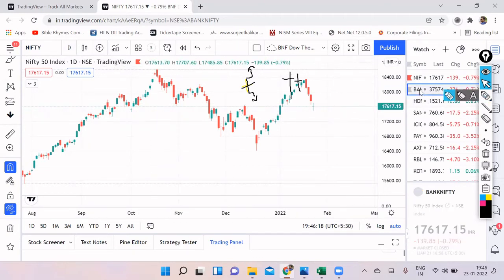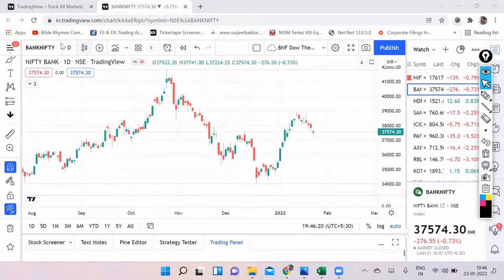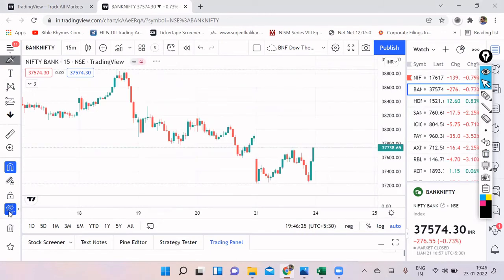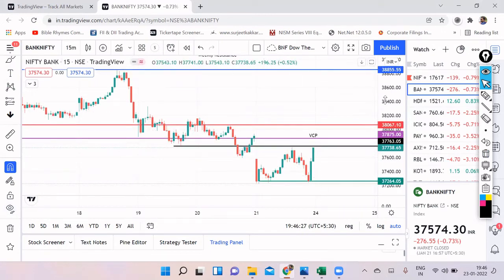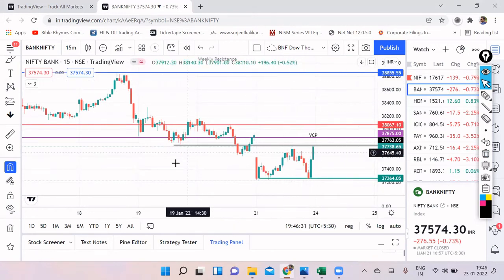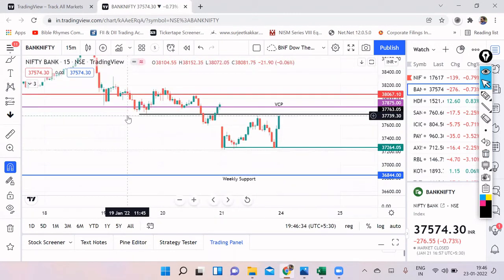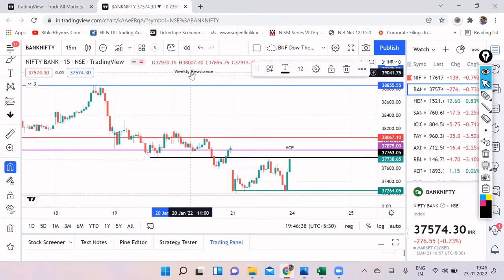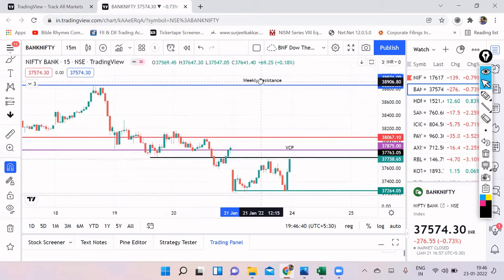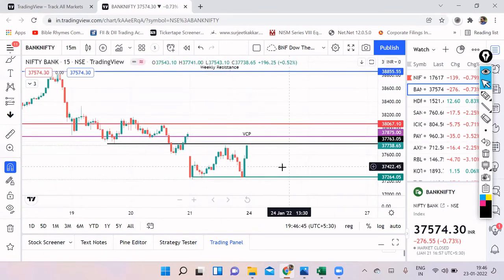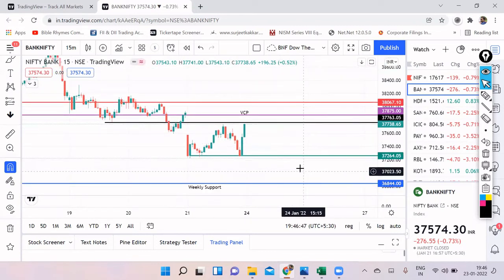Now let's move on to the 15 minutes time frame, and I'll activate all the lines. If you look at the blue line, this is the weekly support and resistance I have marked. I have written weekly support and weekly resistance. Let me just bring it here. This is my weekly support and resistance, and for now the immediate support happens to be 37,260.